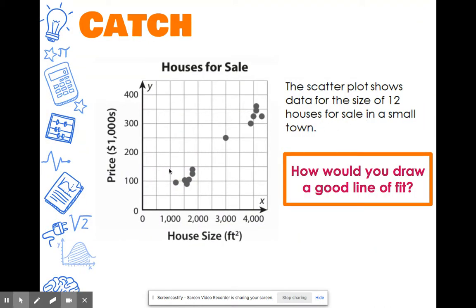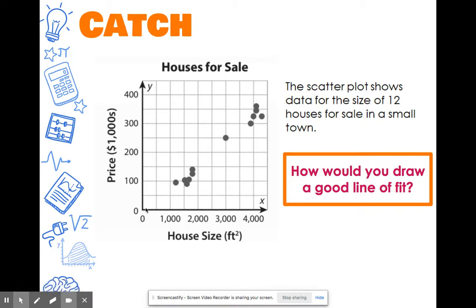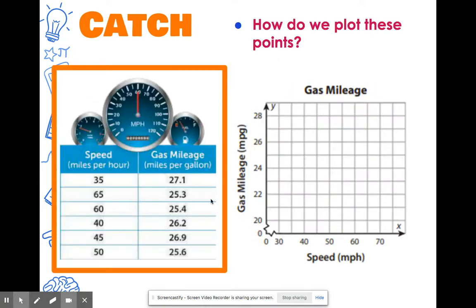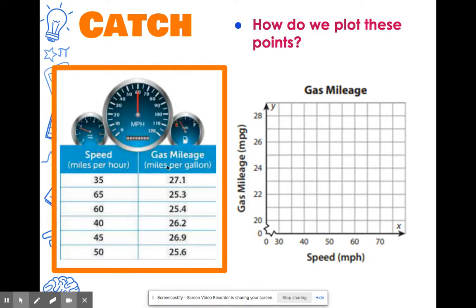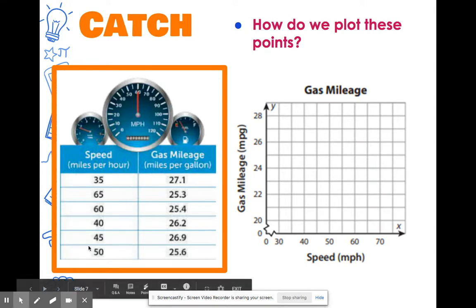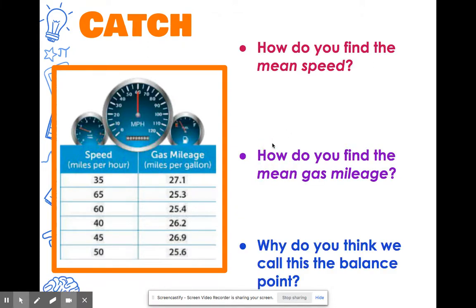Now, I want you to pause it and see, can you place a line of best fit into this scatter plot here? Thinking about what we were just looking at, how could you place a line of best fit to go through these clusters and represent this data in a good line? I would put one about right there. And then to plot, you do your x-axis, which is your speed, and then your y-axis. So over 35 here, and then up 27.1, so about right here is your point. So we would plot those, and you would ask me these questions.